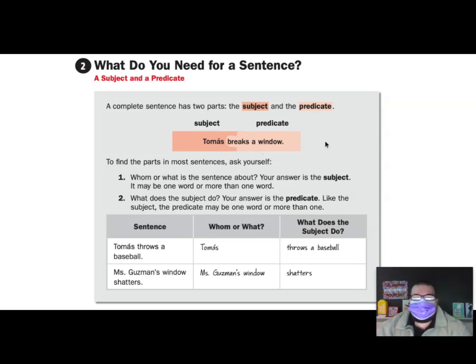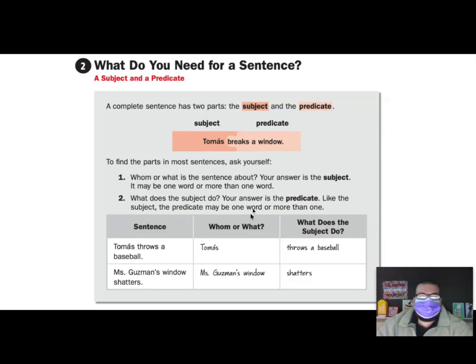So to find the parts in a sentence, you must ask yourself, whom or what is the sentence about? Your answer is the subject. It may be one word or more than one word. So even though Tomás breaks a window, the whole point of the sentence is still about who? Tomás, right? So what does the subject do? Your answer is a predicate. So like the subject, the predicate may be one word or more than one.